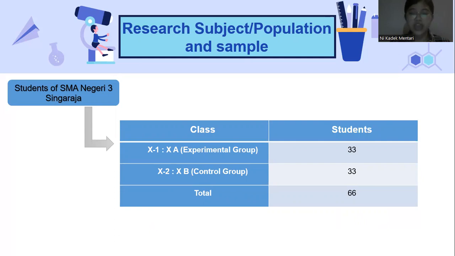So here, as you can see on the table, X1 means class 10A, the experimental group, and then X2 is 10B, the control group. So as you can see on the slide. Next slide, please.